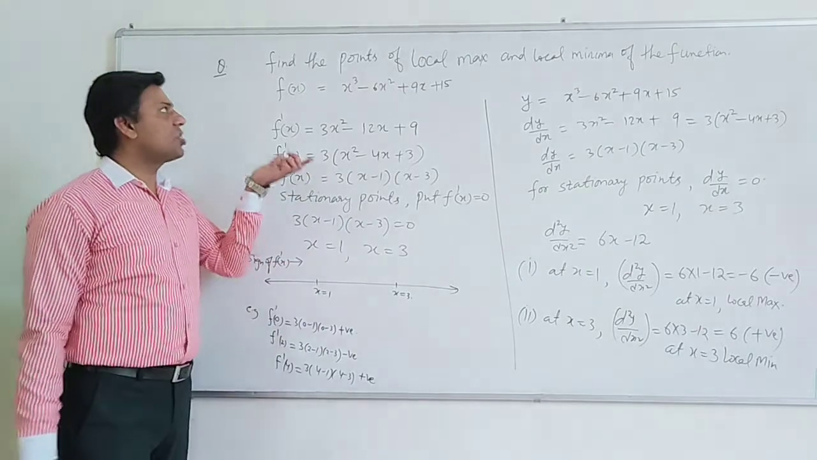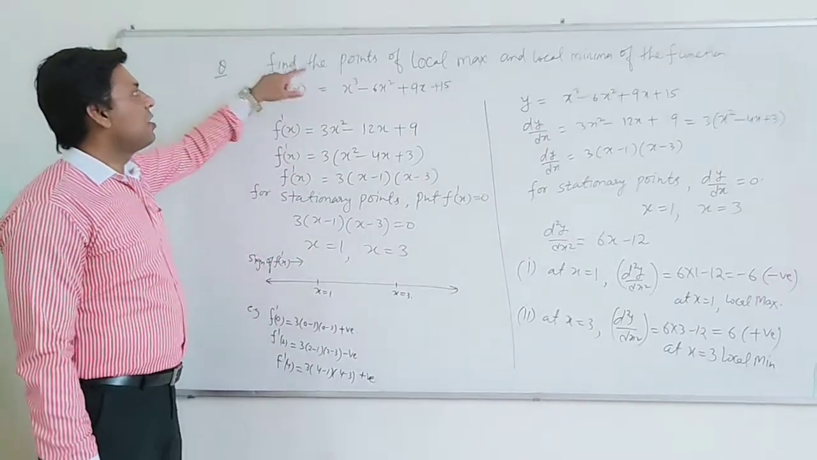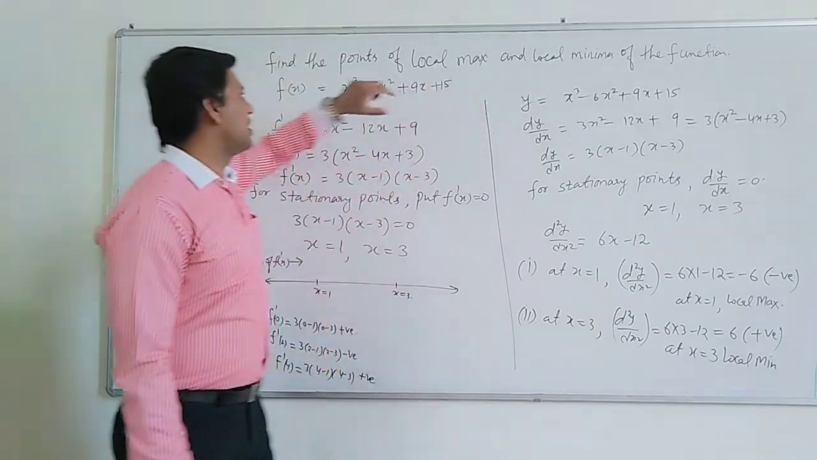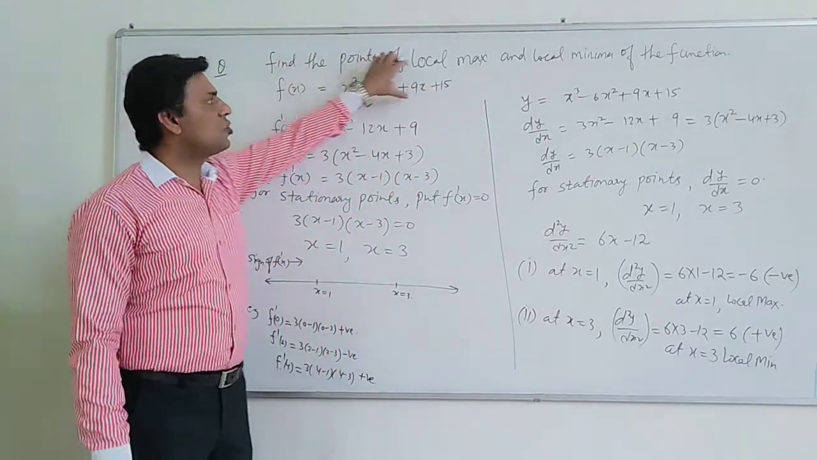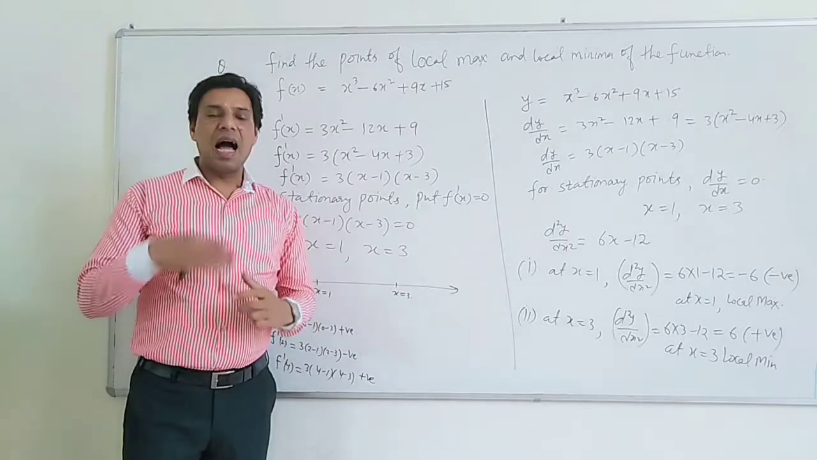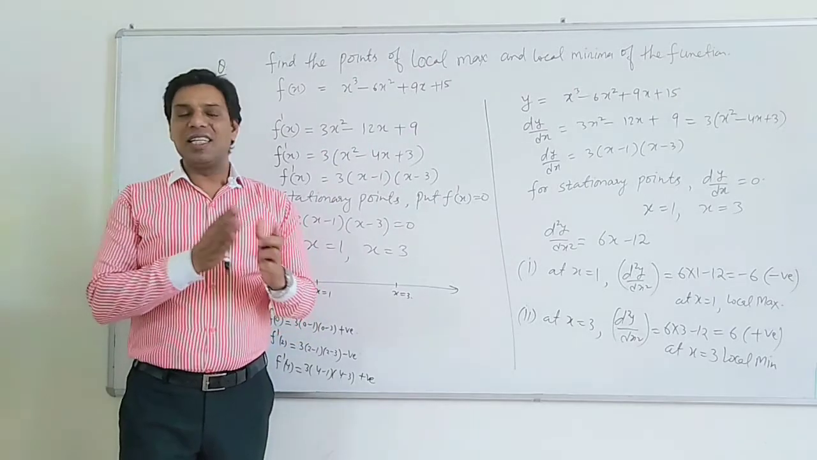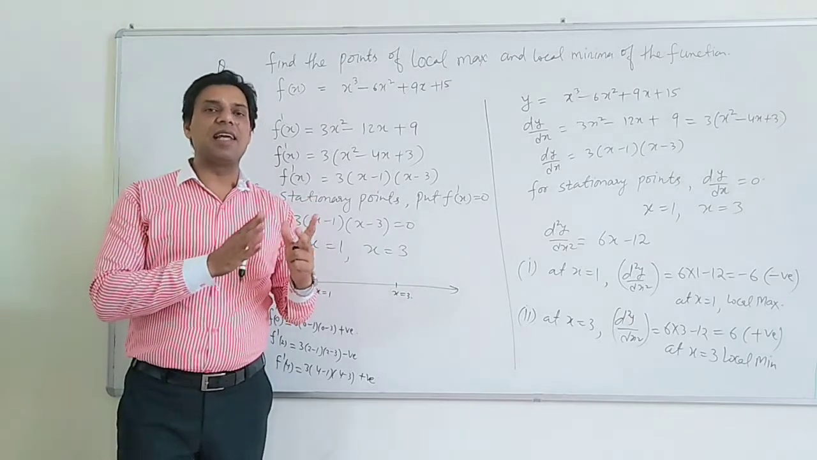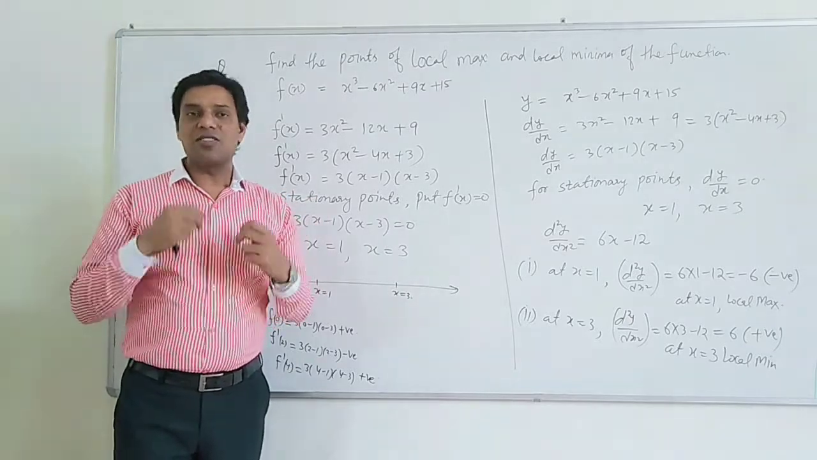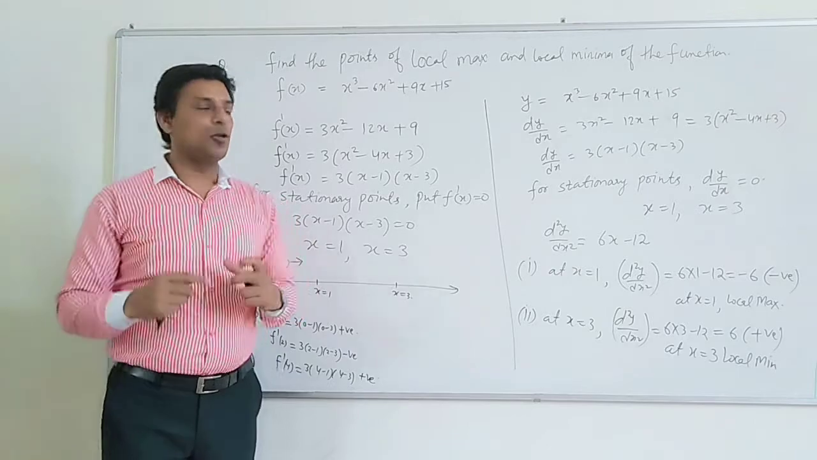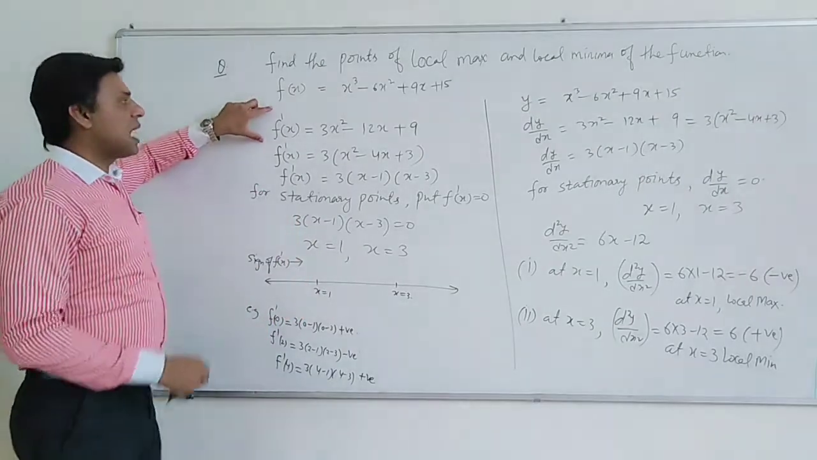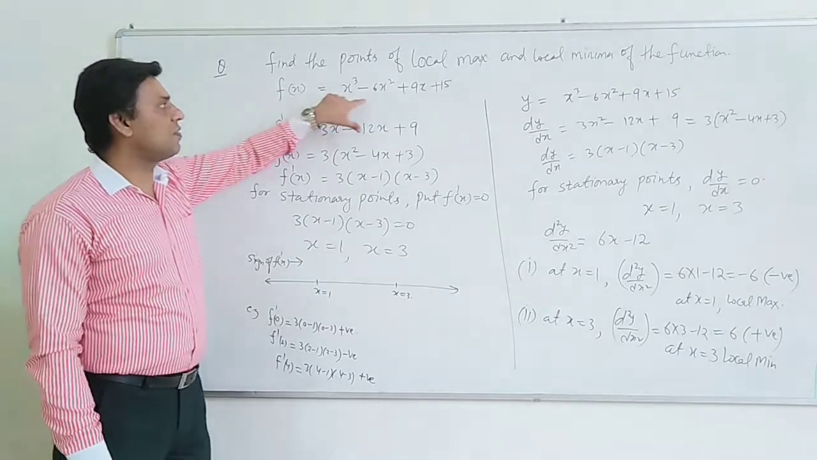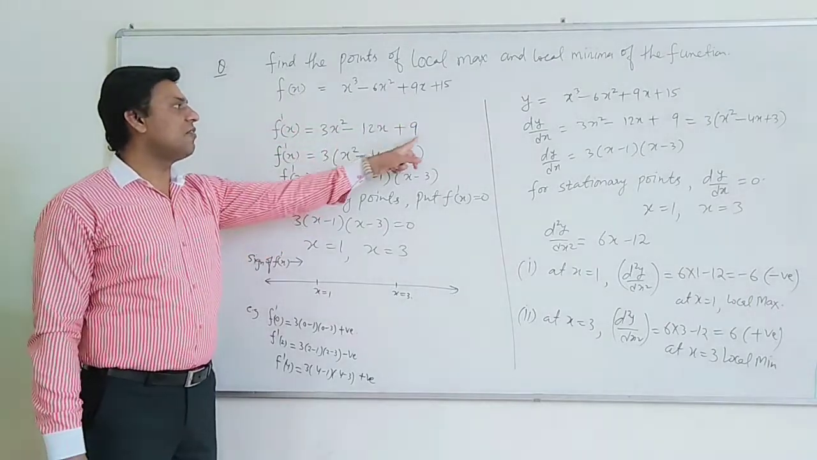See, we have a question in which we have to find the points of local maxima and local minima of the function. So the function is given to us. Now I will do this question with both techniques, that is the first derivative test and the second derivative test, just to make the concept clear to you. So step 1, we need to find the derivative, and here we have the differentiation of this function. So this is the function.